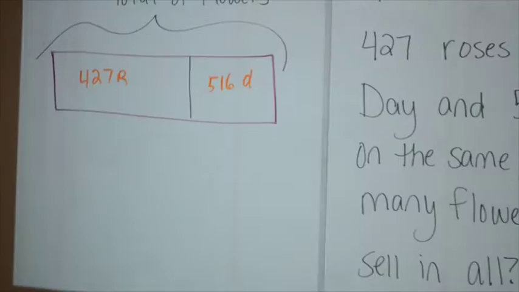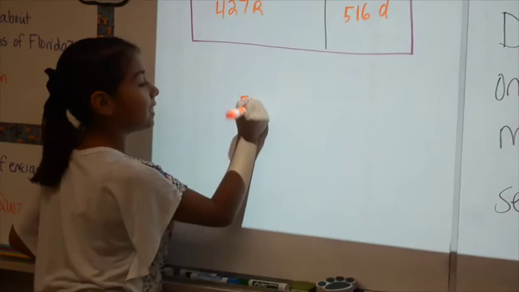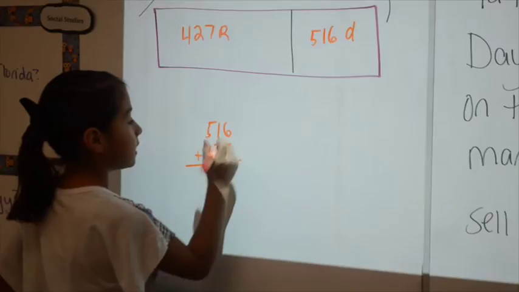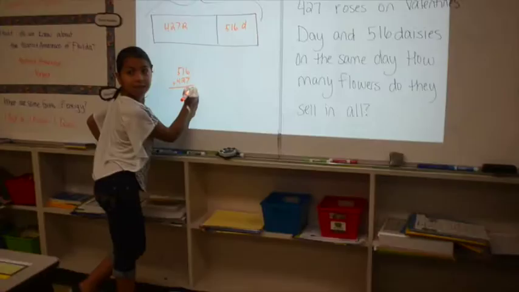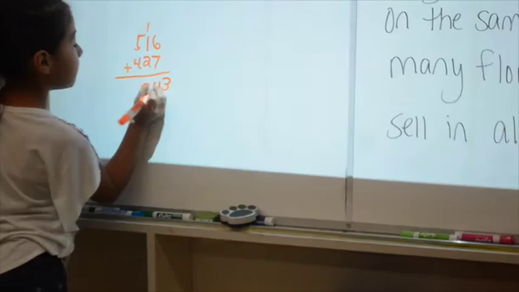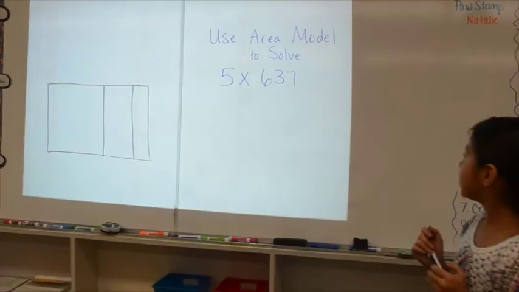So 516 plus 427. Good. 6 plus 7? 6 plus 7 is 13. 2, 4, and 9. So that would equal how many total? The total number of flowers is 943. So what's the total value of our bar, Jace? 943 flowers. Very good.